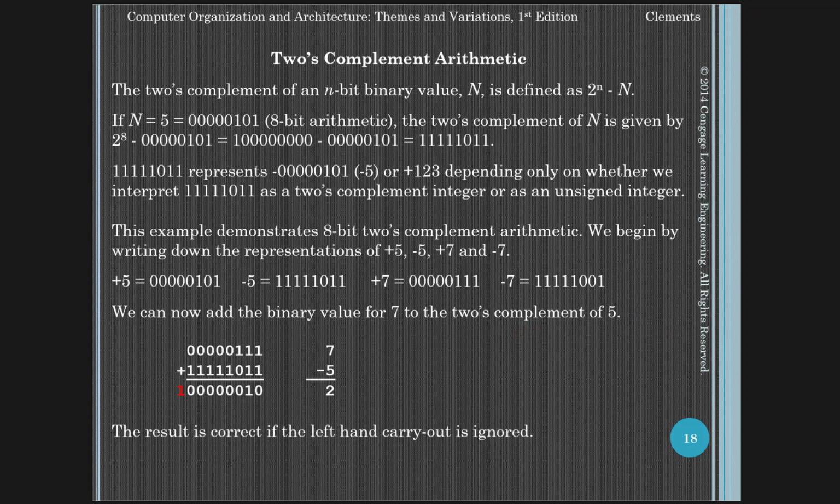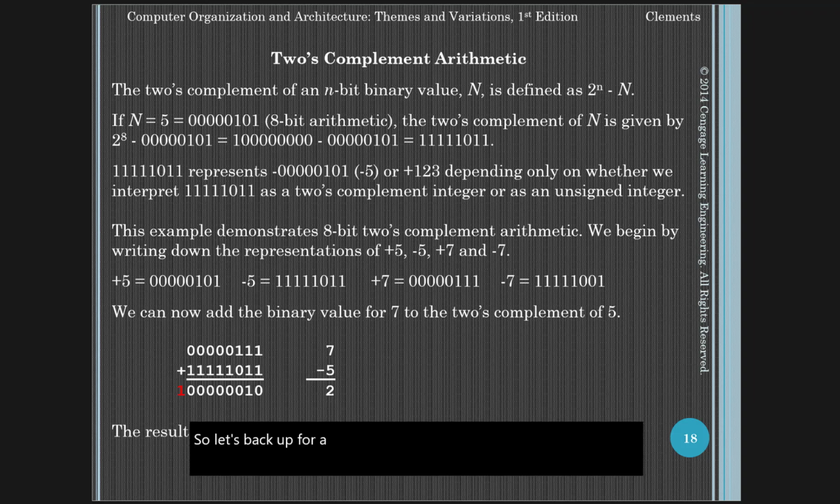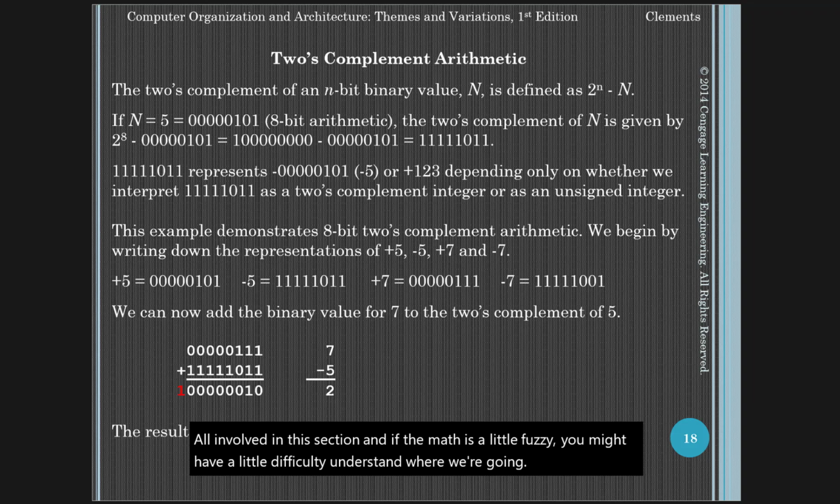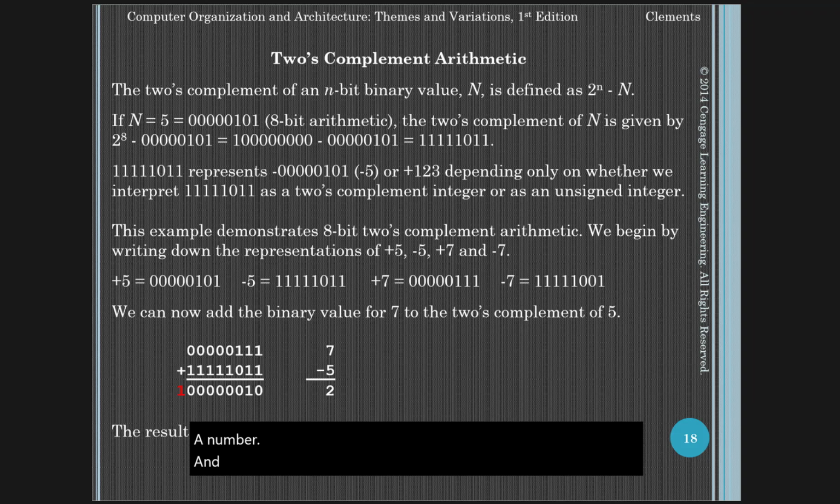So let's back up for a second, because we have several interrelated concepts all involved in this section. And if the math is a little fuzzy, you might have a little difficulty understanding where we're going. A number and its complement add up to a constant. For example, in 9's complement arithmetic, a digit and its complement add up to 9. The complement of 2 is 7 because 2 plus 7 is 9. Are you following me?